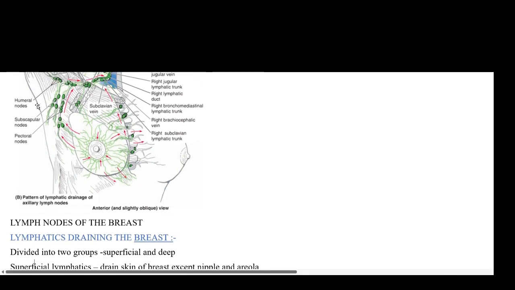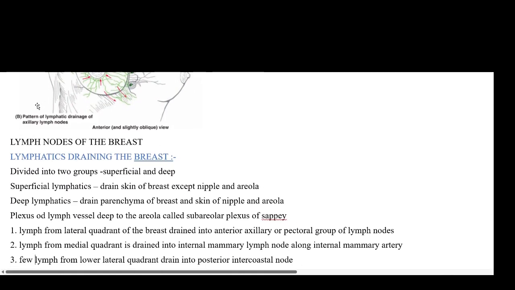Okay, let's see the lymphatics draining the breast. We study this in two groups: superficial and deep. Superficial lymphatics drain the skin of the breast except the nipple and areola, and the deep lymphatics drain the parenchyma of the breast and the skin of the nipple and areola also. A special type of plexus present deep to the areola is known as the subareolar plexus of Sappey.